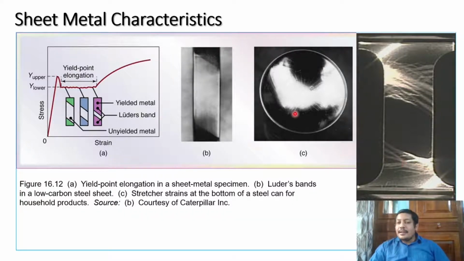You can see a figure C is also shown over here. C is the stretcher strains at the bottom of a steel can for household products, that normally you are able to visualize in your household products. Whatever is made from steels, you can see the stretch marks on the sheet. So these are things you need to avoid.